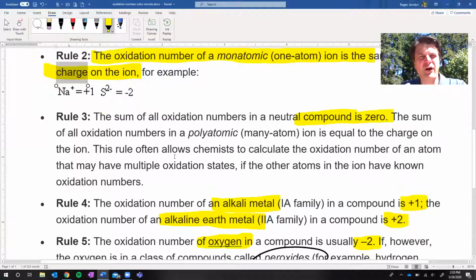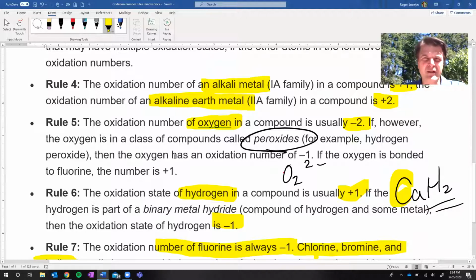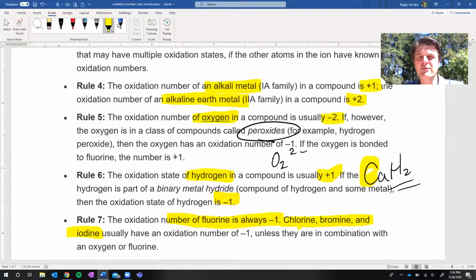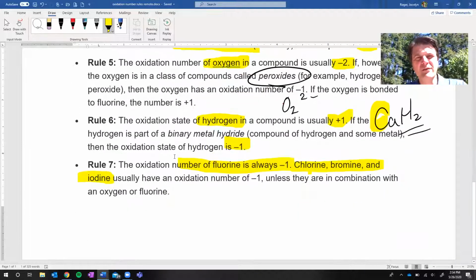The sum of all of the oxidation numbers in a compound is always 0. The alkali metal, always 1 plus. The alkaline earth metal, always 2 plus. So first family in the periodic table, 1 plus. Second family in the periodic table, 2 plus. Oxygen, 2 minus, unless it's peroxide, very rare, but it would be 1 minus then. Hydrogen, 1 plus, unless it's a hydride, very rare, but then it would be 1 minus. Fluorine, chlorine, bromine, iodine, the halogens, 1 minus. Fluorine, always 1 minus. The other ones, chlorine, bromine, iodine, are always going to be 1 minus unless they're paired with fluorine or oxygen. Oxygen is 2 minus, fluorine is 1 minus.